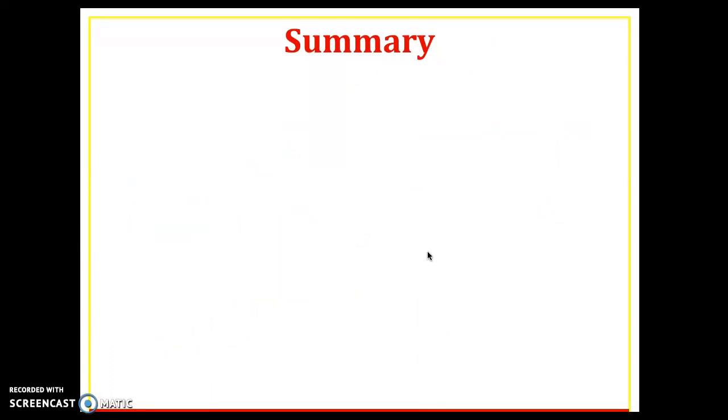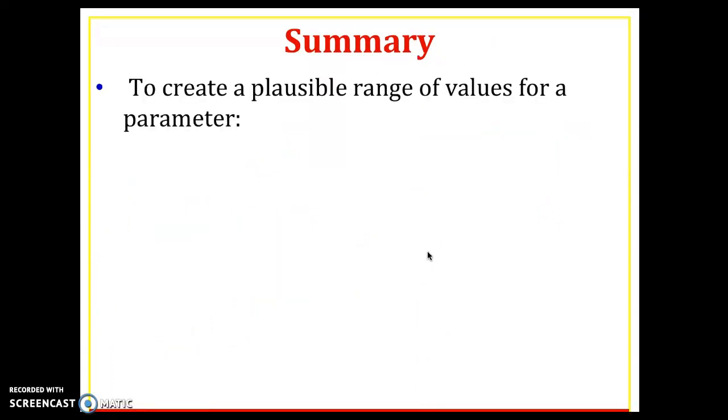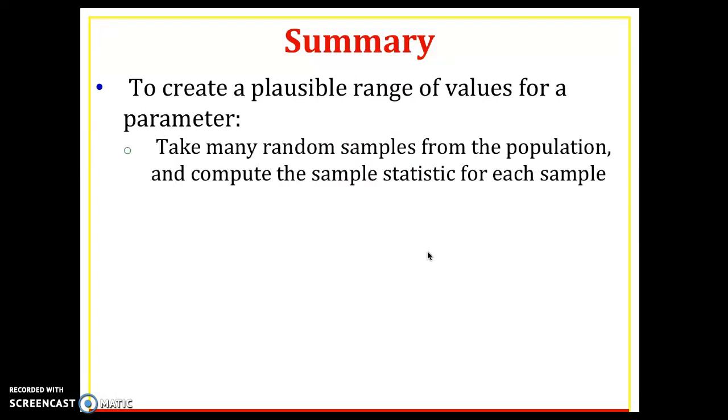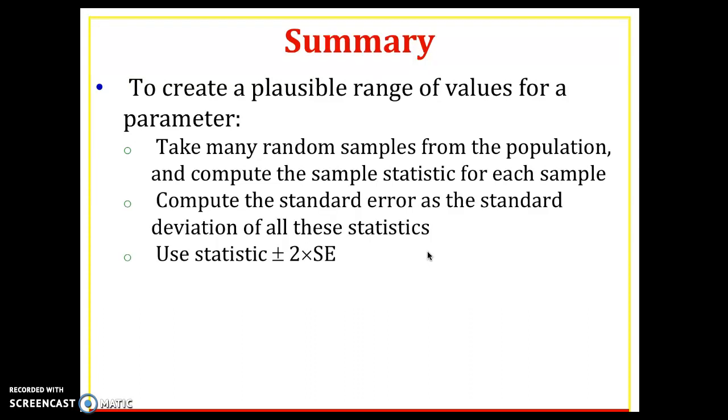All right, so as a summary, to create a plausible range of values for the population parameter, take many random samples from the population, compute sample statistics for each different sample, compute the standard error as the standard deviation of all these sample statistics, and then we're going to use the statistic from one sample plus or minus 2 times the standard error to find your confidence interval.